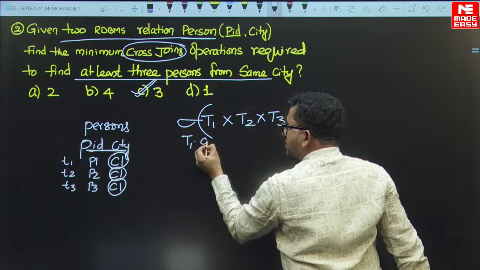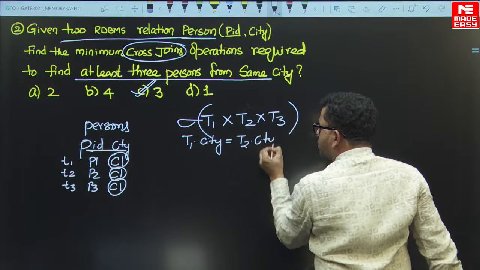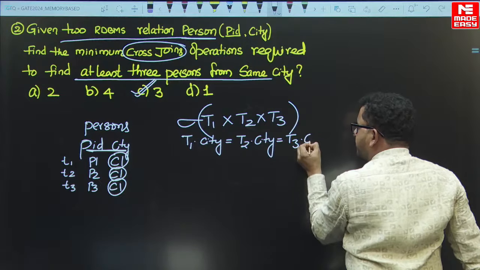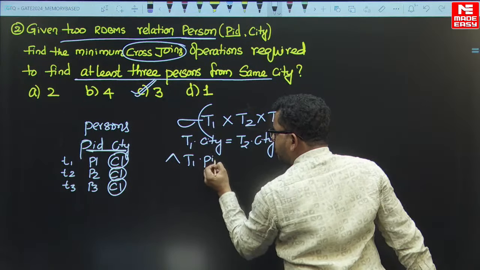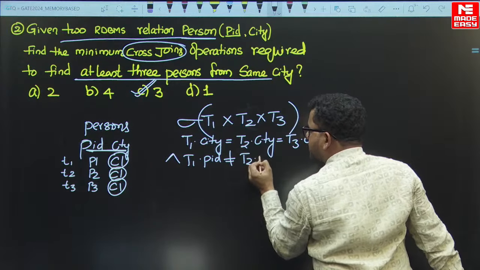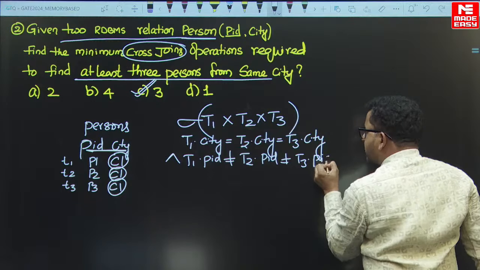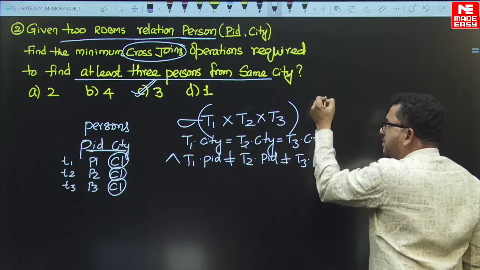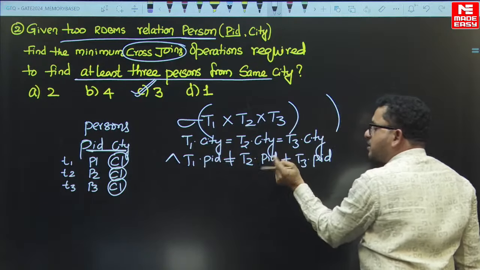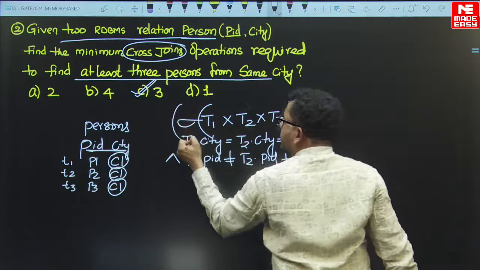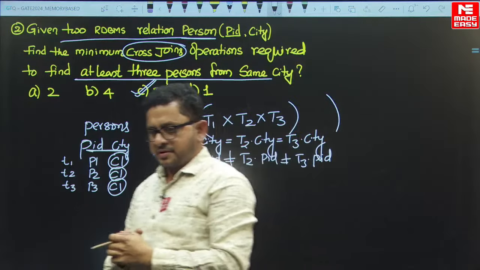That means T1.city should be equal to T2.city, which should be equal to T3.city, and T1.person ID should not be equal to T2.person ID, which should not be equal to T3.person ID. I'm just writing this to save time. But you have to write it in detail: T1 T2 equal and T2 T3 equal, T1 T3 not equal, T2 T3 not equal. So the overall answer to this question is 3, right?